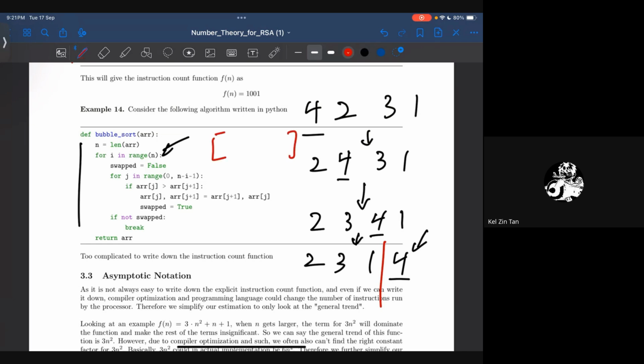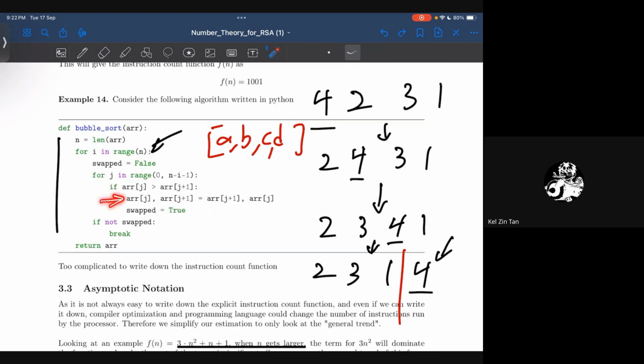Let's say I have 4 elements here. At the first loop, I will iterate until the final element, and then the second loop I will iterate until here, and then the third I will just iterate until this, and then finally I just iterate until here. So basically, if the current element is larger than the next element, then I swap it. This is the usual way to write swapping in Python.